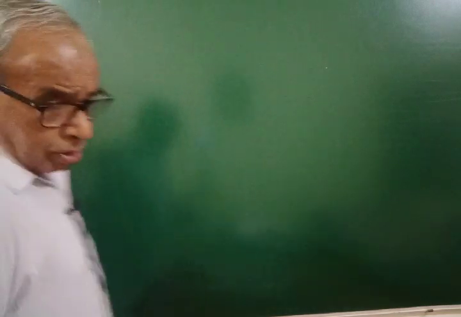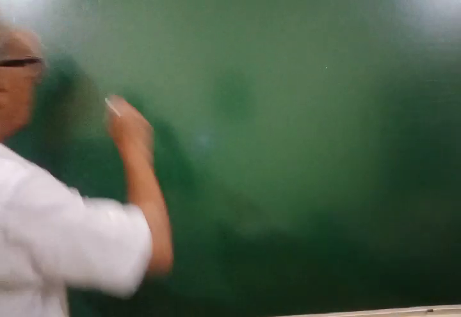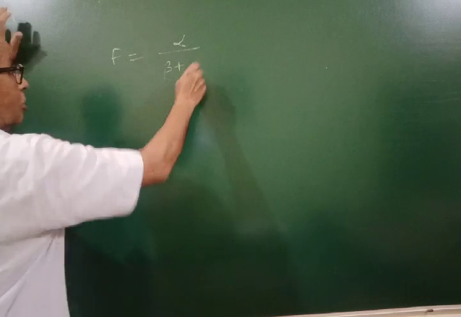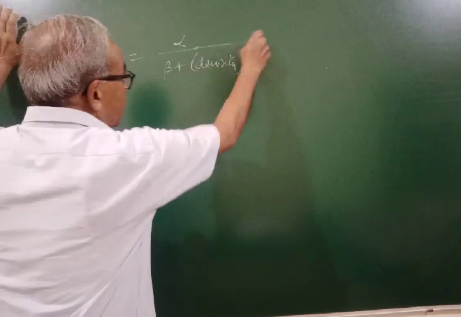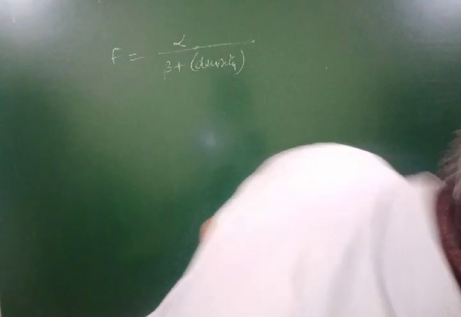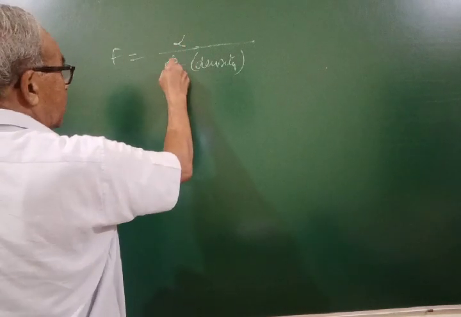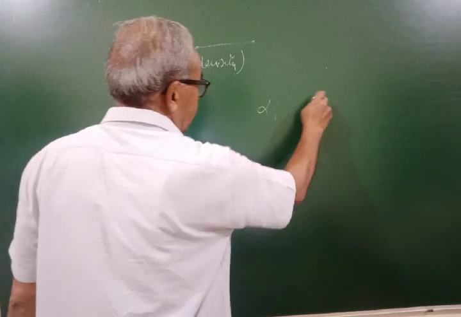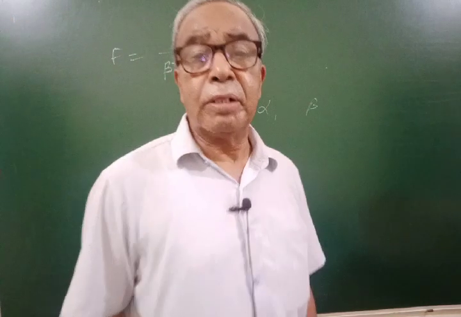They say that force is related to density, like this. Force is equal to alpha upon beta cube plus density. नहीं सॉरी, बीटा क्यूब है, अल्फा अपॉन बीटा क्यूब प्लस डेंसिटी. तो यू आर आस्क्ड हियर डायमेंशन ऑफ अल्फा एंड बीटा. हाउ टू फाइंड आउट डायमेंशन ऑफ अल्फा एंड बीटा इन टर्म्स ऑफ मास लेंथ टाइम.